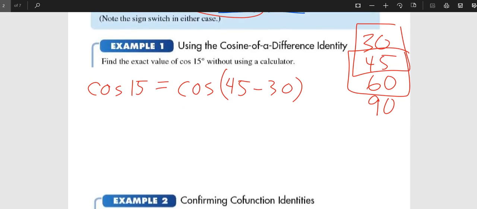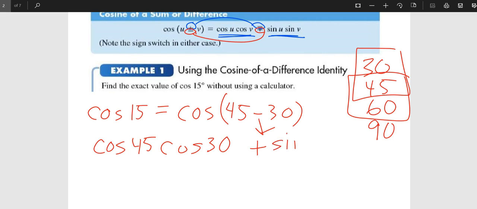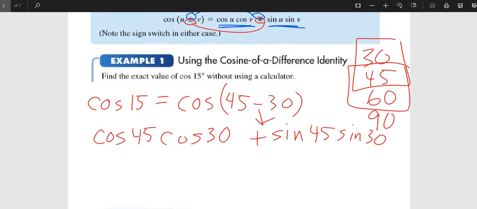Now, if I use the formula that I see at the top of the screen there, we've got cosine 45, cosine 30, plus, because remember we changed the sign, sine 45, sine 30. Now all of those are pieces we know, because we know our unit circle. And don't you dare tell me we don't know our unit circle. Okay, so what's the cosine of 45?